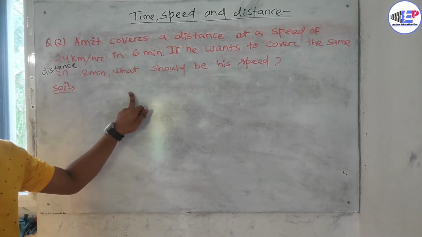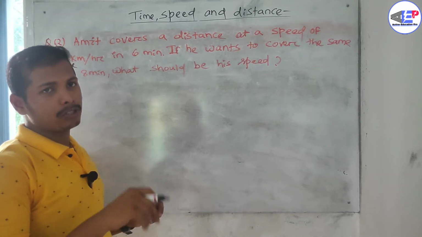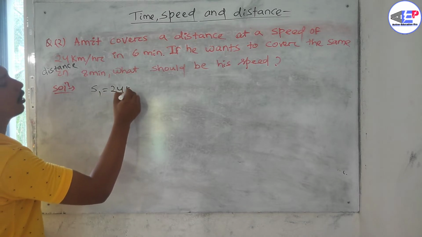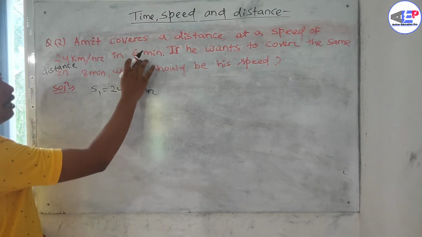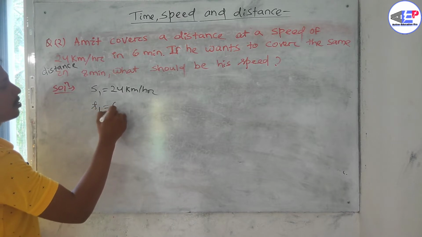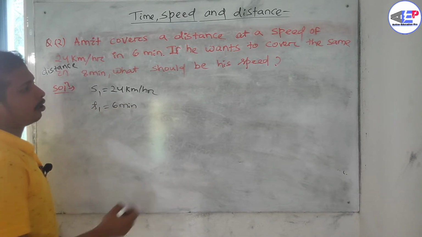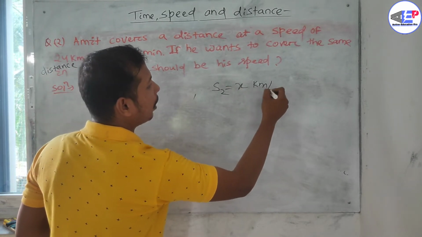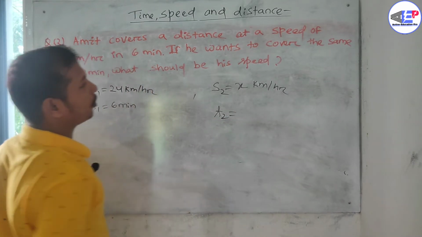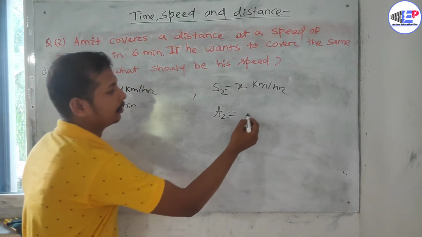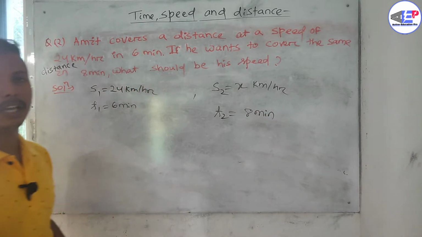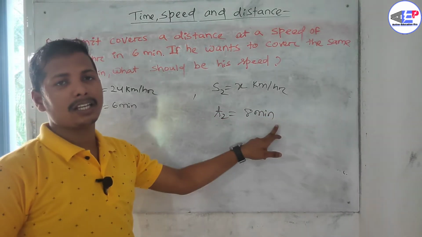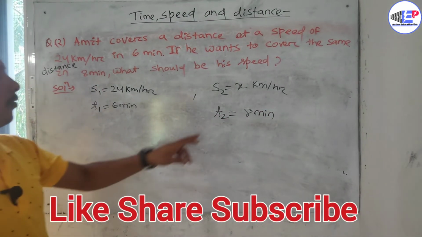So here the distance is constant for both conditions. First, the first speed S1 is 24 km per hour and the first time T1 is 6 minutes. For the second condition, we have to find the speed S2. Let it be x km per hour and the time for the second journey is 8 minutes. As the distance is the same in both cases, we will find the distance in the first case and in the second case and equate them so that we can find the value of x.